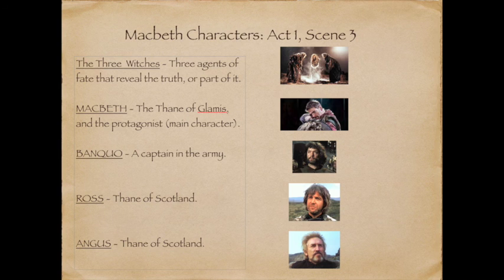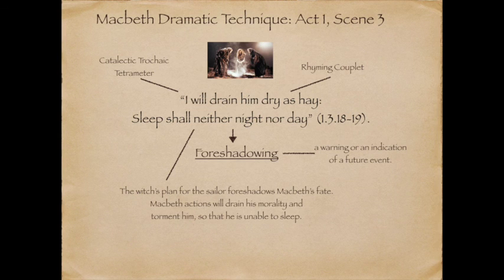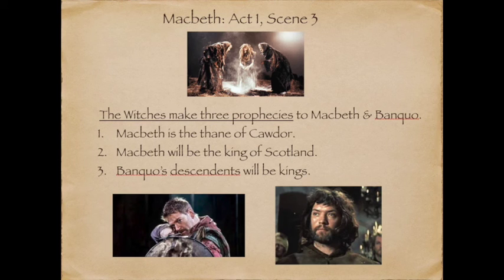Now, one of the witches foreshadows what's going to happen to Macbeth, and foreshadowing is a warning or an indication of a future event. And the witch is talking about a sailor, and she says, "I will drain him dry as hay, sleep shall neither night nor day." Now, her plan for the sailor foreshadows Macbeth's fate. Macbeth's actions drain his morality and torment him so that he's unable to sleep. Now, this is spoken again in catalectic tetrameter, and it's rhyming couplets, where the two lines simultaneously rhyme.